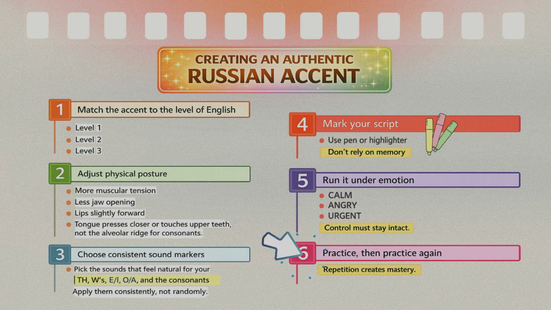And finally, step 6. Practice, and then practice again. Repetition is what turns technique into instinct. The goal is not to think about the accent while you're acting. The goal is for the accent to become automatic, so you can stay fully present in the scene.